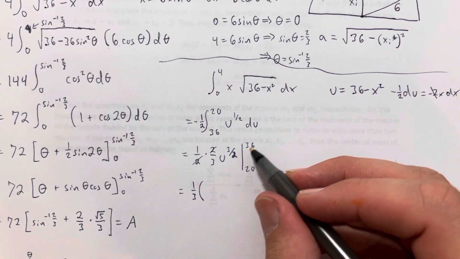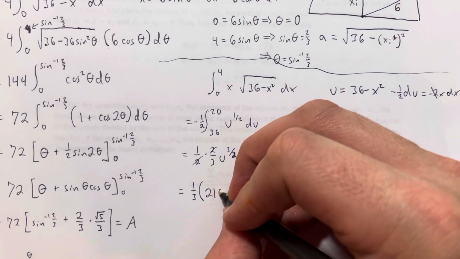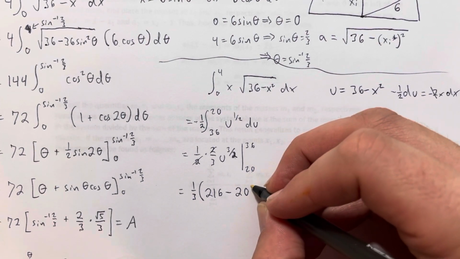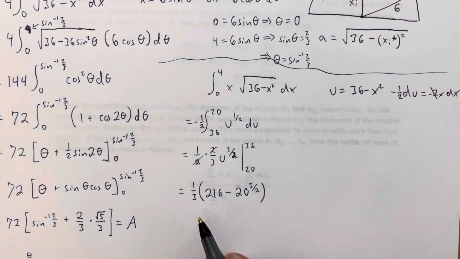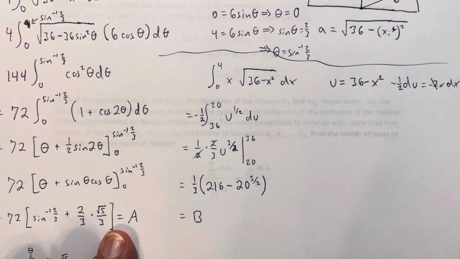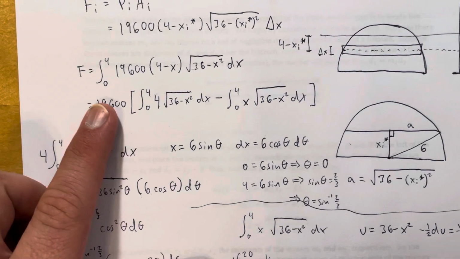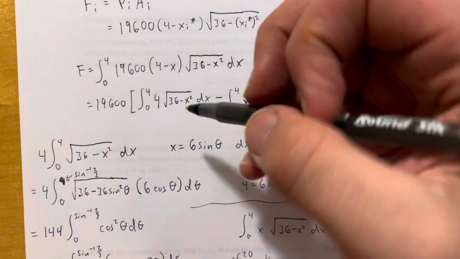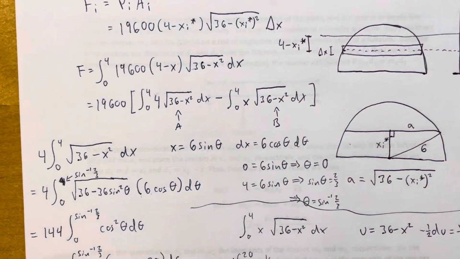Then when I plug 36 into here, the square root of 36 is 6. If I cube that, I get 216. When I plug a 20 in there, that doesn't simplify as nicely, so I'm going to leave that in the form 20 to the 3 halves power. Let's call this one B. Okay, so now I have A and I have B. Coming all the way back up here, where we first were trying to evaluate our force, I see where A appears right there, and I see where B appears right there.